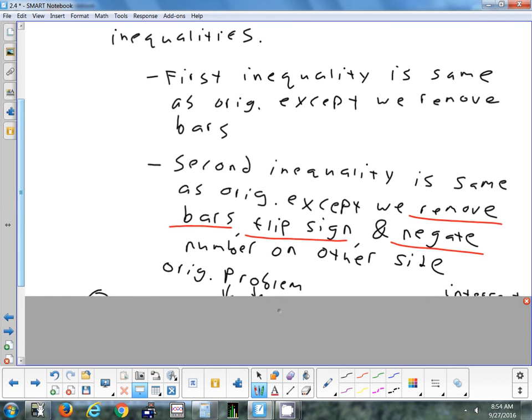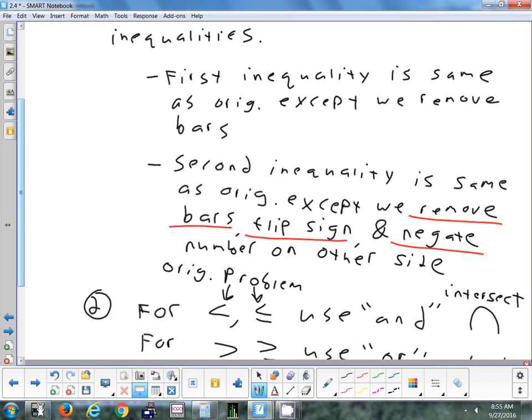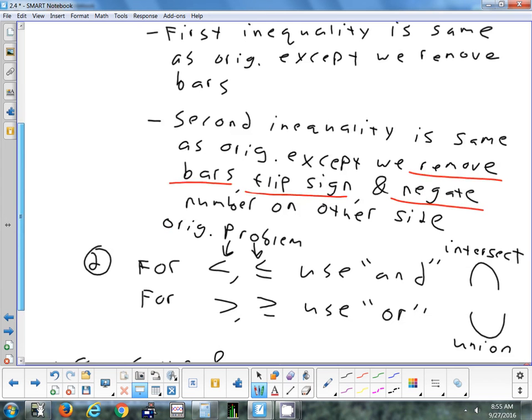Okay, so all of that is pretty similar to solving equations. The one thing that's a little different with an inequality is your final answer. Sometimes in the final answer we use the word and. So it's this and this. Sometimes we use the word or. How do we know which one to use when? Well, if the original problem has a less than or a less than or equal to, you use and.